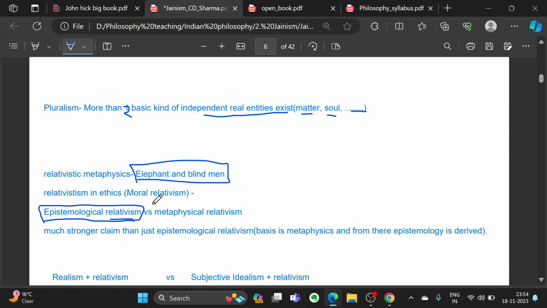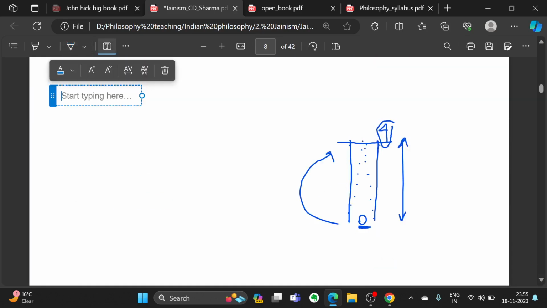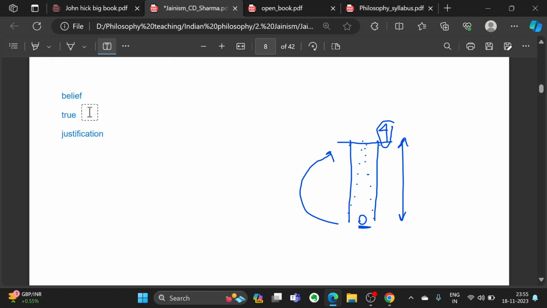Now I will contrast it with the absolutist view of epistemology so that you can understand well. In the absolutist view of epistemology, we will say that both of them, the man who was touching the tail and the man who was touching the ear, don't have knowledge. You remember when we were talking about epistemology in our Charvak chapter, we gave three conditions. What were they? The three conditions were that there must be a belief, the belief must be true, and there must be a justification for the belief. Right? So, this justification part is what varies across different schools.